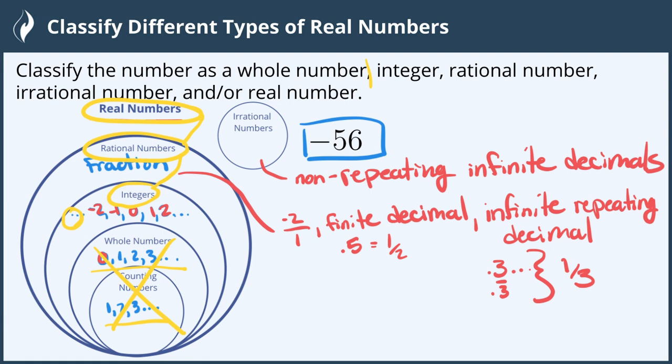Integer, rational, and real number. So it falls into 3 of these categories. And now that we have classified our number, we're all done.